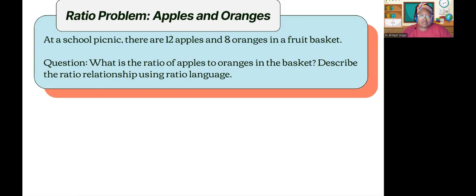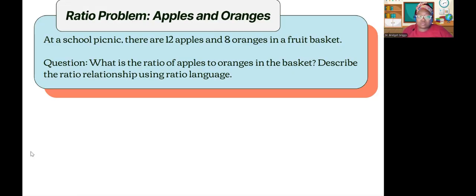So here we have an example, apples and oranges. At a school picnic, there are 12 apples and 8 oranges in a fruit basket. And here's our question to consider. What is the ratio of apples to oranges in the basket? Describe the ratio relationship using ratio language. Now, let's do this one thing at a time. Let's look at the first part, which is what is the ratio between apples to oranges in the basket?